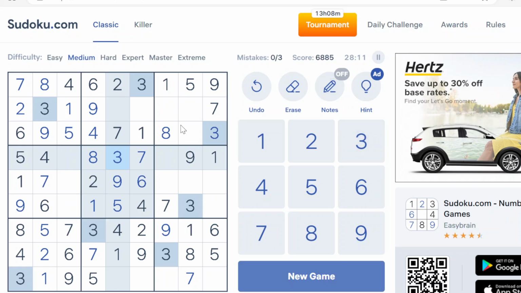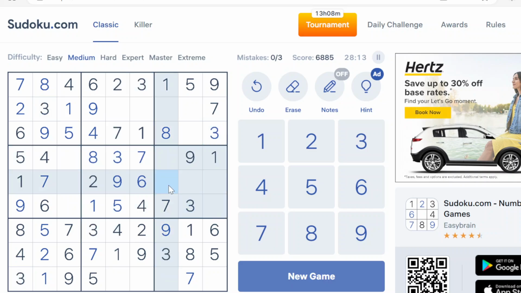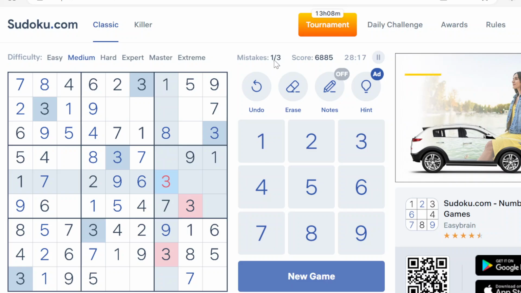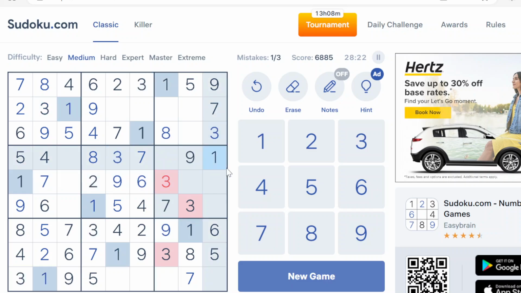Oh, and also this has to be a 3. Wait. Okay, never mind, I made a mistake. That was an exceptionally stupid move. How do I erase this? Oh, okay. I don't know why I didn't see that 3 over there. That was already there, but yeah, that was pretty embarrassing.